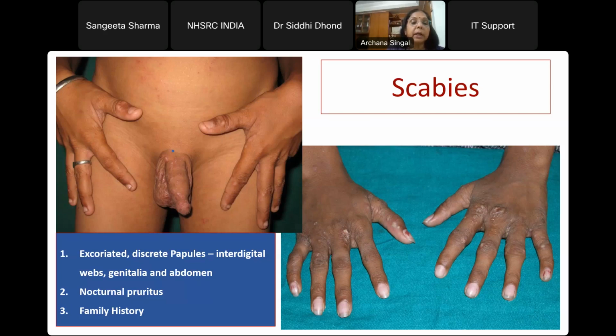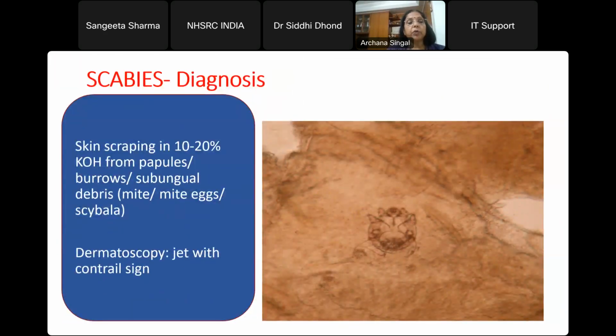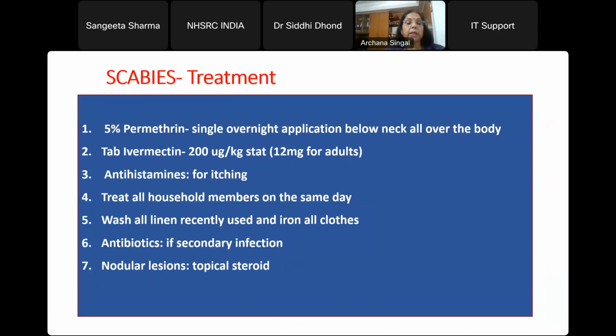So these are discrete excoriated papular lesions with nocturnal pruritus. Three important points are discrete papules, interdigital webs, genitalia and lower abdomen. Nocturnal pruritus means that itching becomes worse at night, and there is a family history. They are characteristic of the diagnosis of scabies. Next. So if you scrape these papules on the genitalia, you see this mite. Next. So how do you treat?